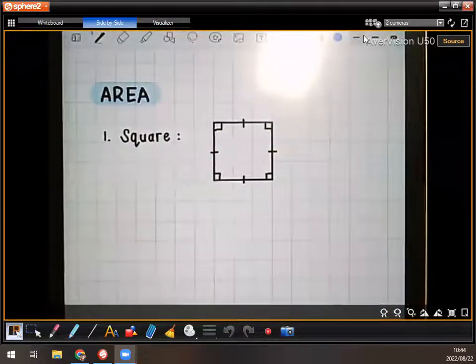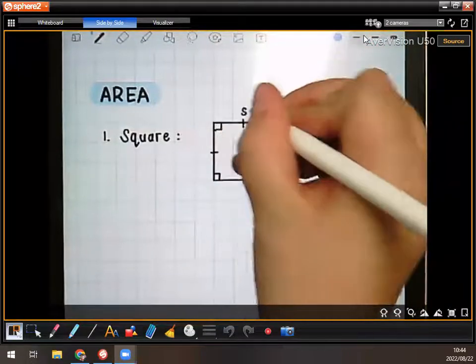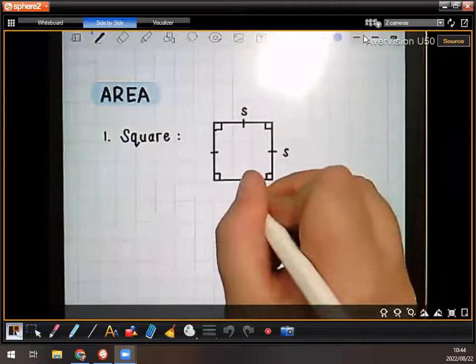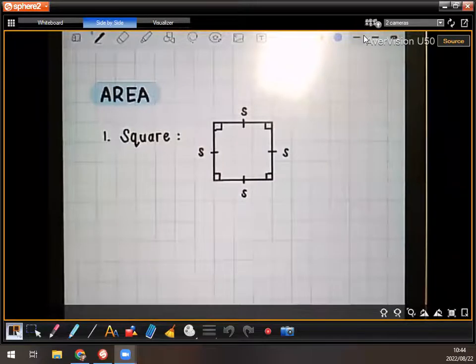And guys, I'm just going to use an S to indicate the length of these sides. So if I say that that length is S, do we agree that all of them are going to be S? Right? Because they're all the same. Because it stands for side.